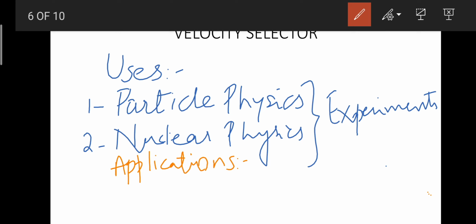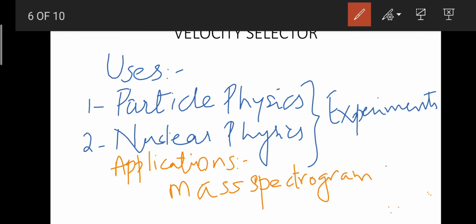This velocity selector has a practical application in mass spectrograph. Mass spectrograph is basically a device, or you can say an instrument, which we use to separate the isotopes. Like if there are different isotopes in a sample, then we can separate them on the basis of their velocities, because their velocities would be different, then definitely their radii would be different. So this has a practical application in mass spectrograph.